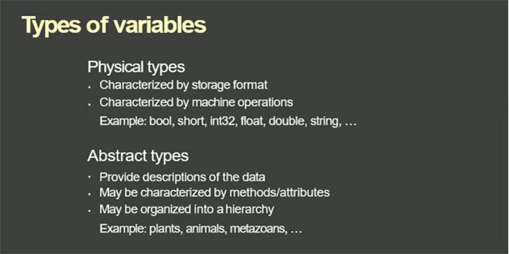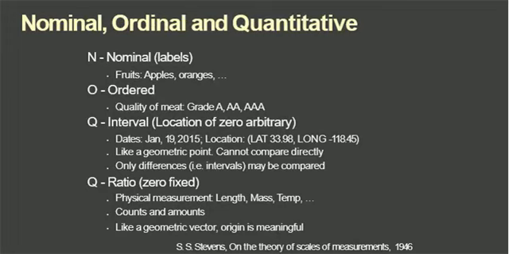Other than that, the abstract types are in character format, or in the form of descriptions of the data. Basically the metadata, the titles of the columns, the names of columns, the names of data, these are all kinds of abstract type of data. So we will be categorizing both physical and abstract types of data, and we will use them in the form of nominal, ordinal and quantitative data types.